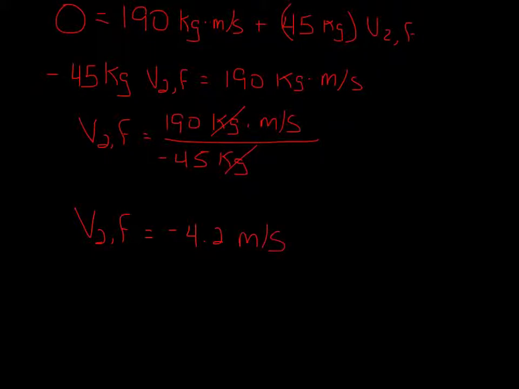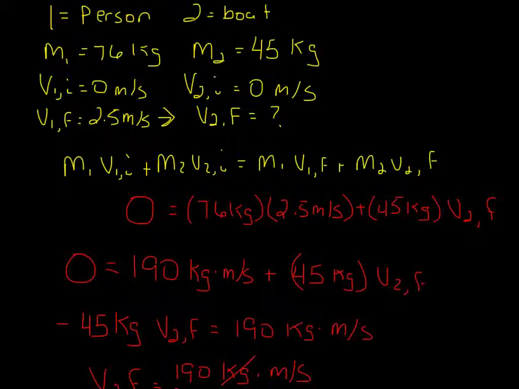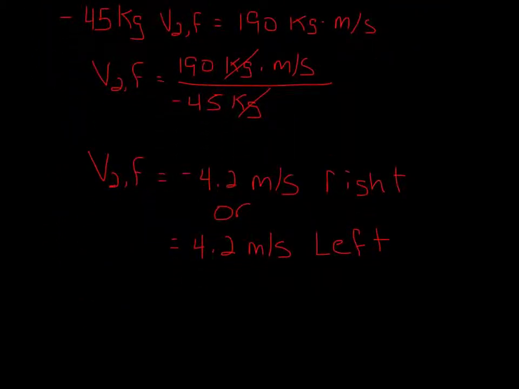And that would be to the right. Or I can say 4.2 meters per second to the left, which makes sense because the boater stepped out. If we remember, the boater stepped out of the boat to the right direction. So if the boater steps to the right, the boat's going to move in the opposite direction, backwards. So that's why we ended up with a negative value for the velocity of the boat, because it's a negative right value, which means it went left 4.2 meters per second.